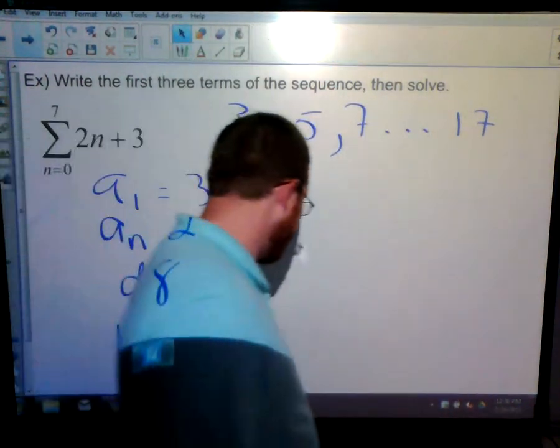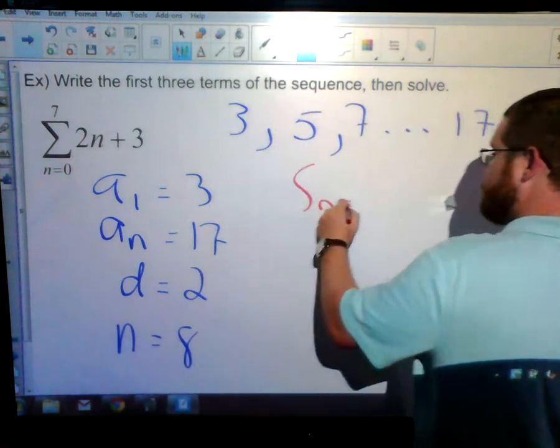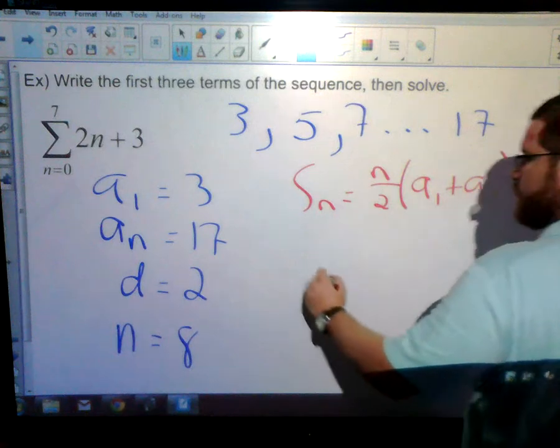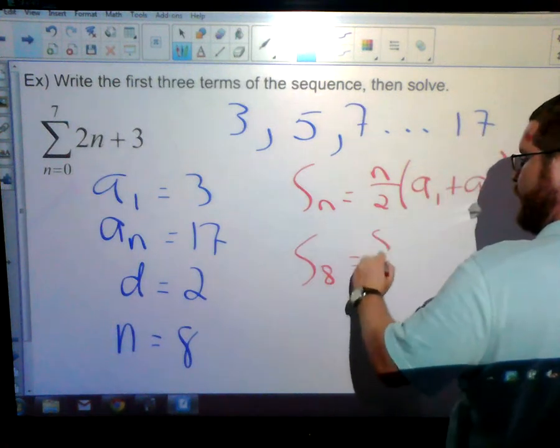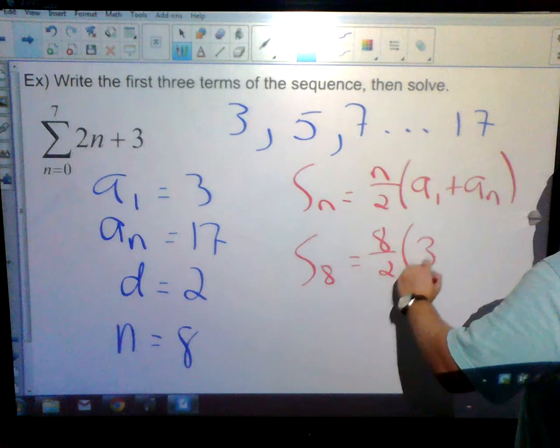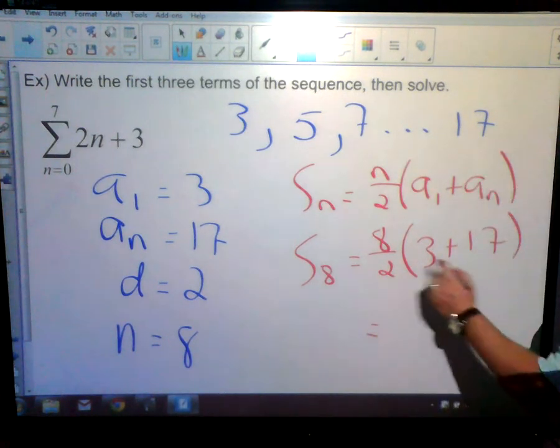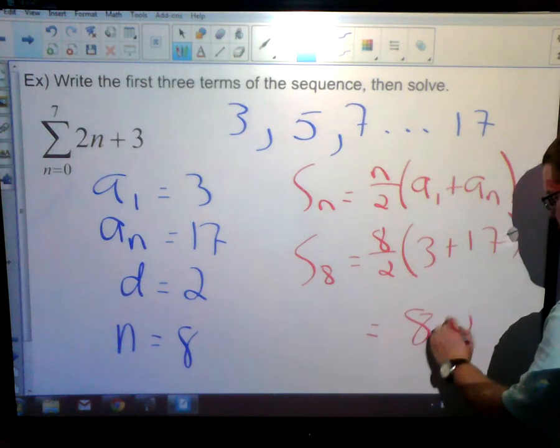So I can use any S formula I want. I'm going to use this one. So S sub 8 equals 8 over 2, times 3 plus 17. So that is 20 times 4, which is 80.